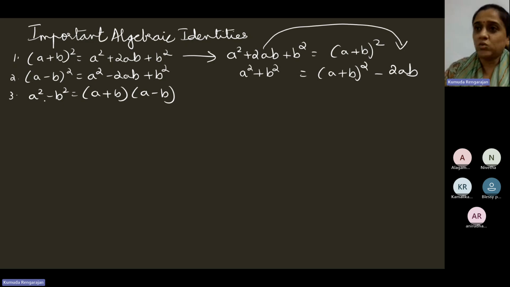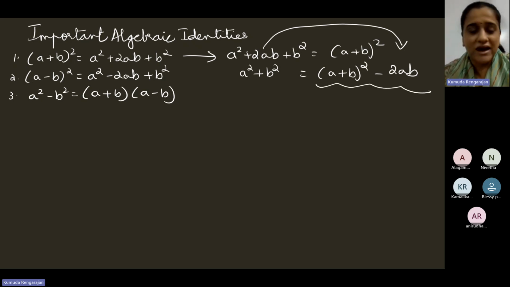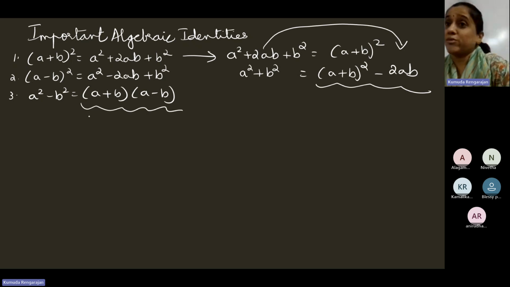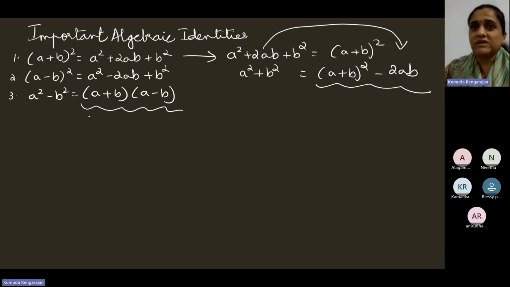When we have an expression of the form a square minus b square, we factorize it as a plus b into a minus b. But what if you have an expression of the form a square plus b square? That cannot be factorized further. Factorization is writing an expression as a product of its factors, one factor into the other factor.